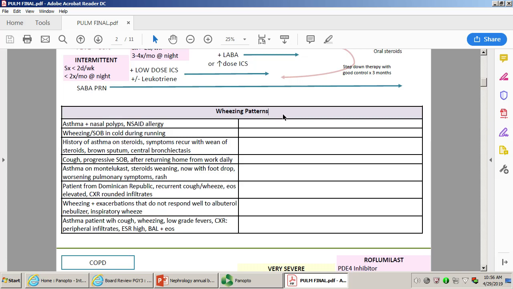Cough, progressive shortness of breath after returning home from work daily. You might see some opacities on CT chest. Hypersensitivity pneumonitis. You're given a couple of options for therapies. What's the first therapy you pick? Remove the allergen, right? So if your options are stay at this job because you love it with some steroids, or get a new job, it's going to be get a new job. Get rid of that pet.